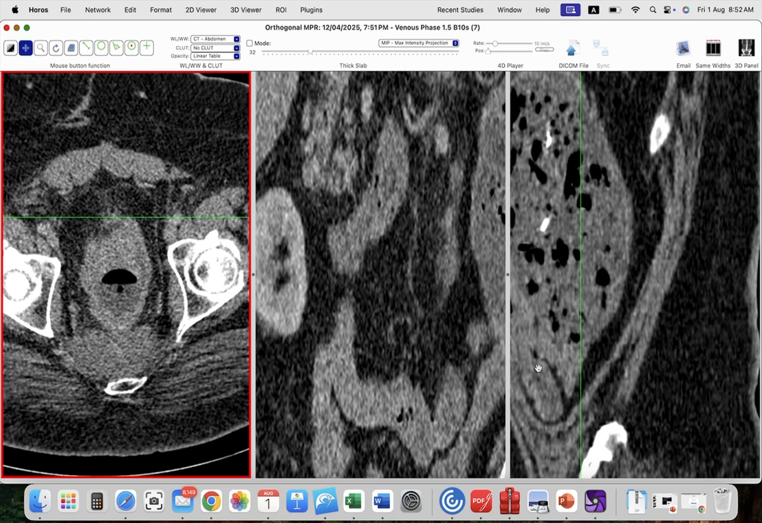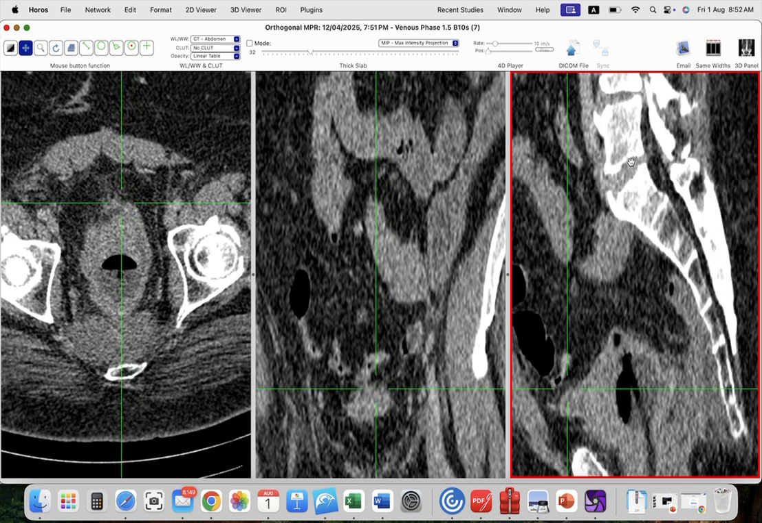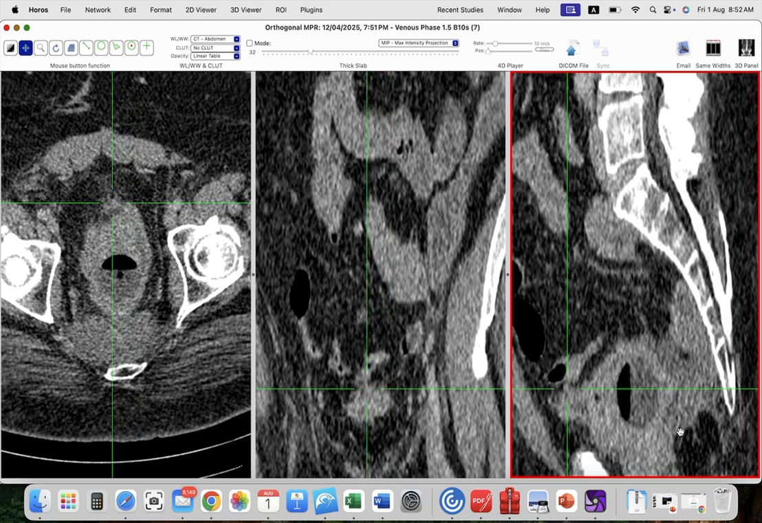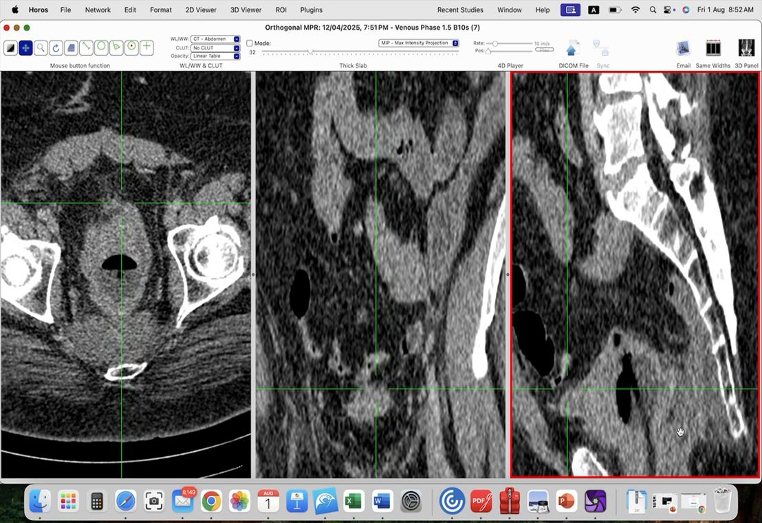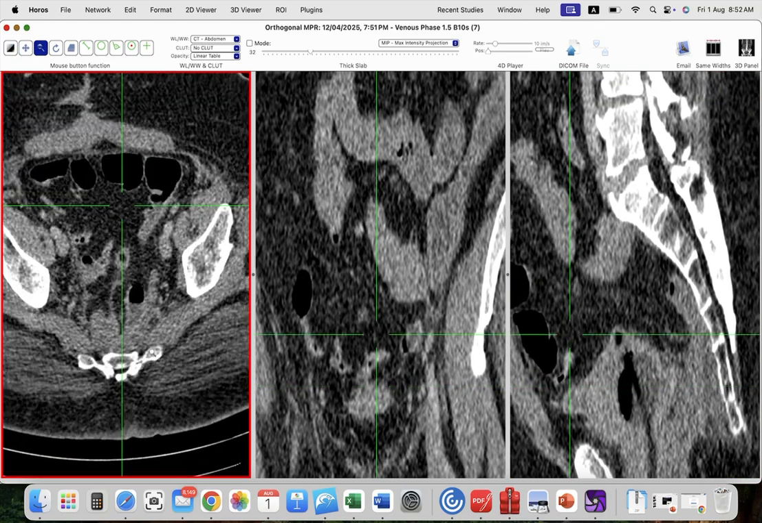It lasts for a long time, often for years. In this location, the presacral space. Nothing to be worried about, but you should be familiar with these findings.